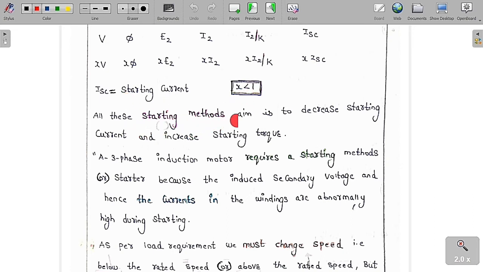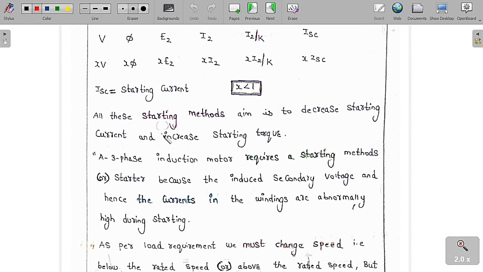All the starting methods aim to decrease the starting current and increase the starting torque. This is a very important point, so listen carefully. All the starting methods aim to decrease the starting current and increase the starting torque. This is the basic function of all the starting methods. All the starting methods are going to reduce the voltage.